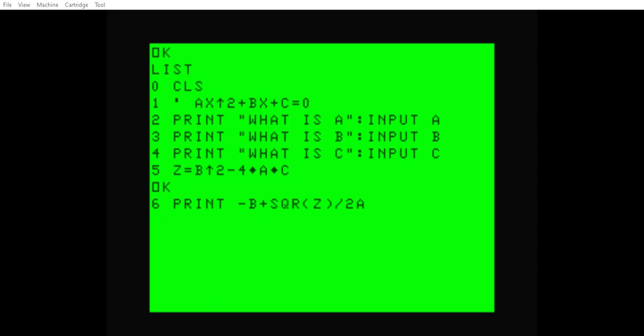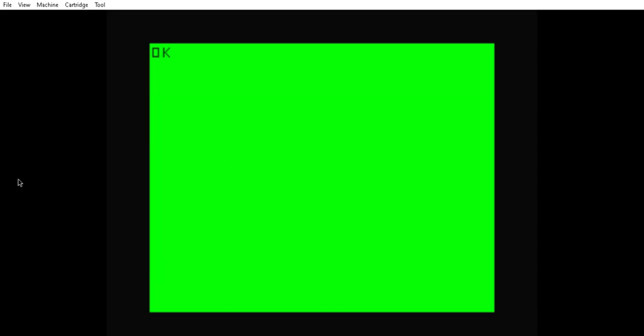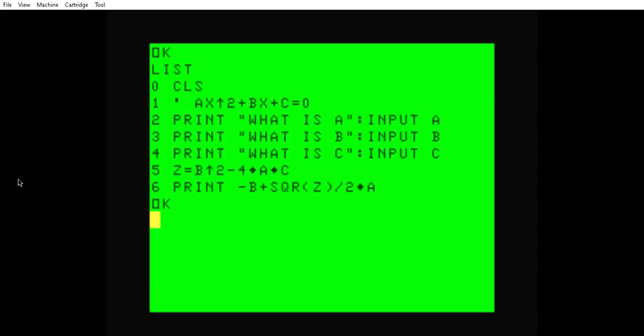And the opposite of b plus the square root of z, divided by 2a, 2 times a. I've got to put that times in there. Now, I did it before with parentheses, and it distributed it out. So I'm beginning to wonder about this here.